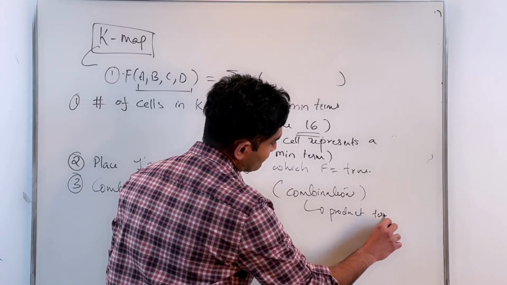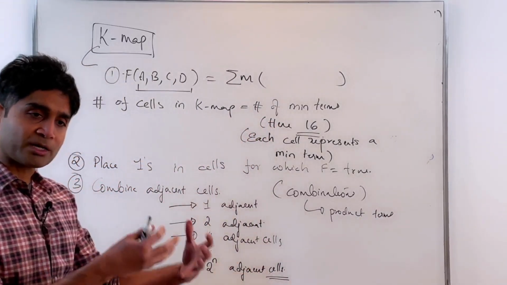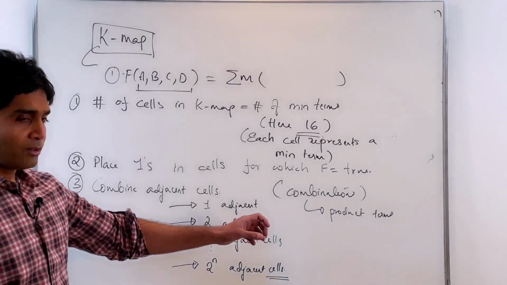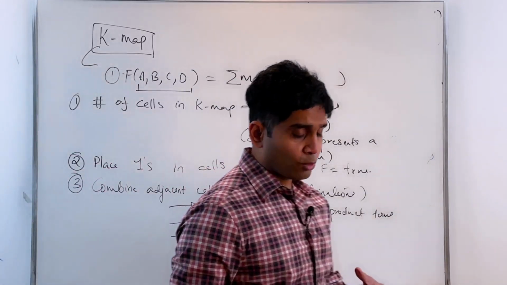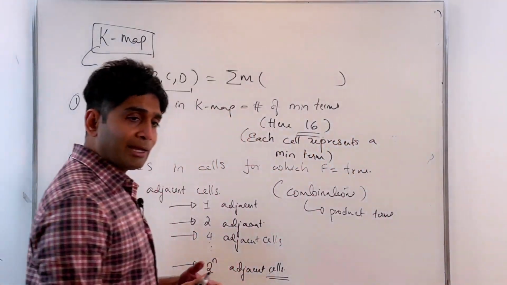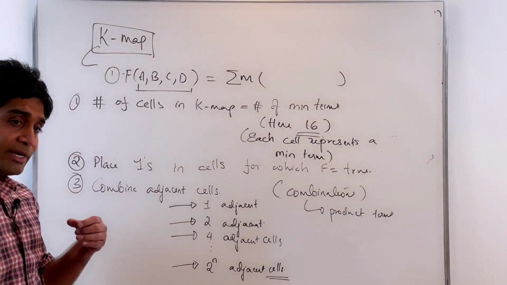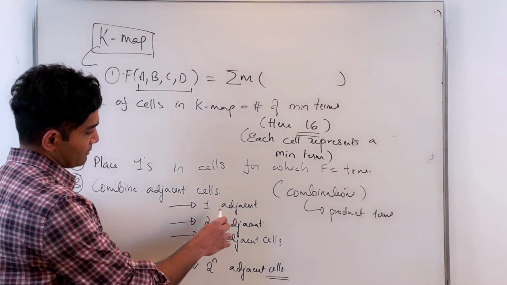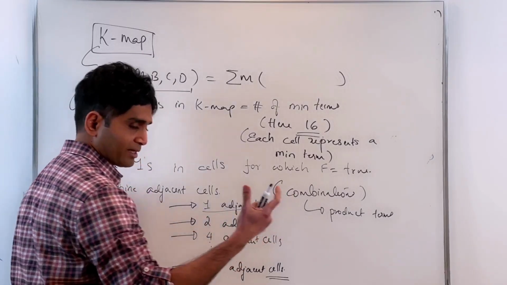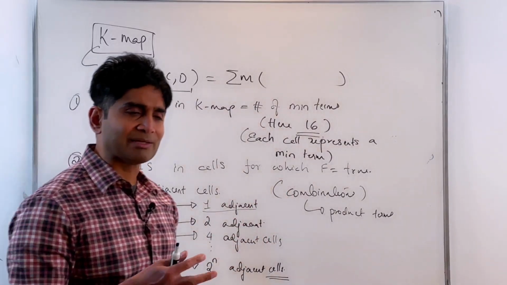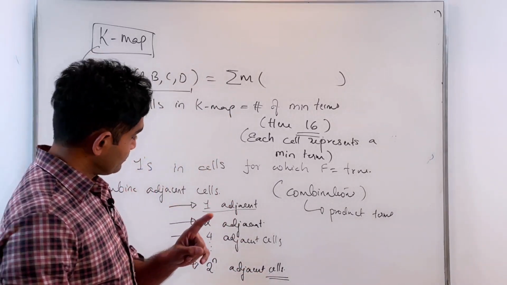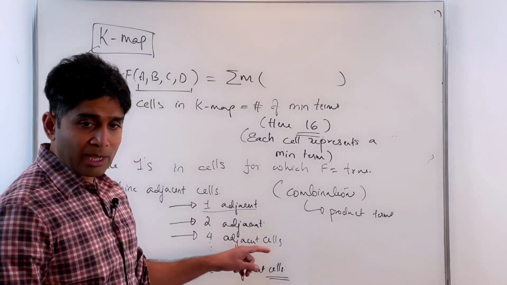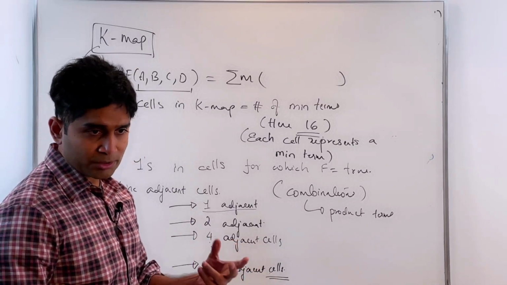These product terms, the function is basically a summation of those product terms. Now, once I go for the highest possible combination, I'll be eliminating more variables. The idea here is if I combine one cell, there is no variable eliminated. Two adjacent cells, I'll be eliminating one variable. Four adjacent cells, I'll be eliminating two variables from my product term.